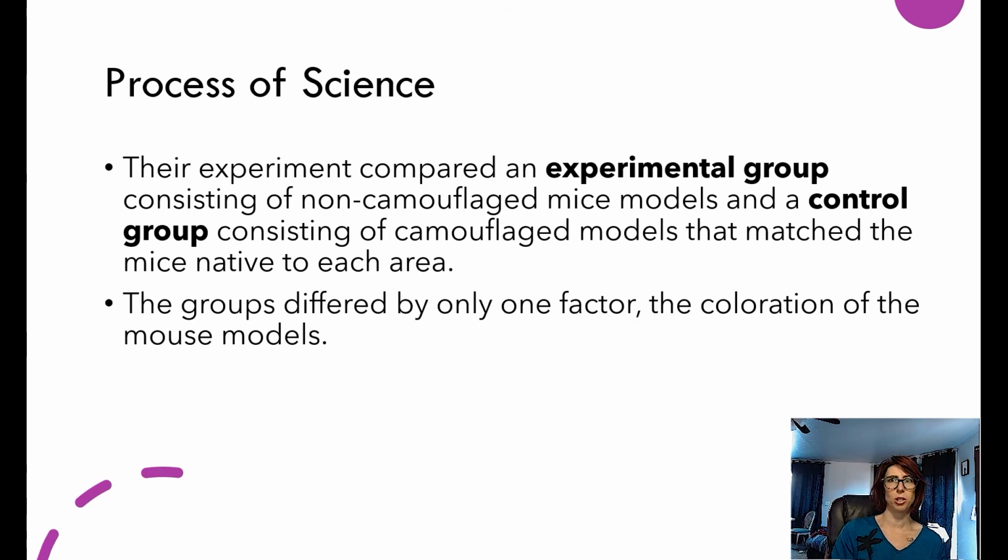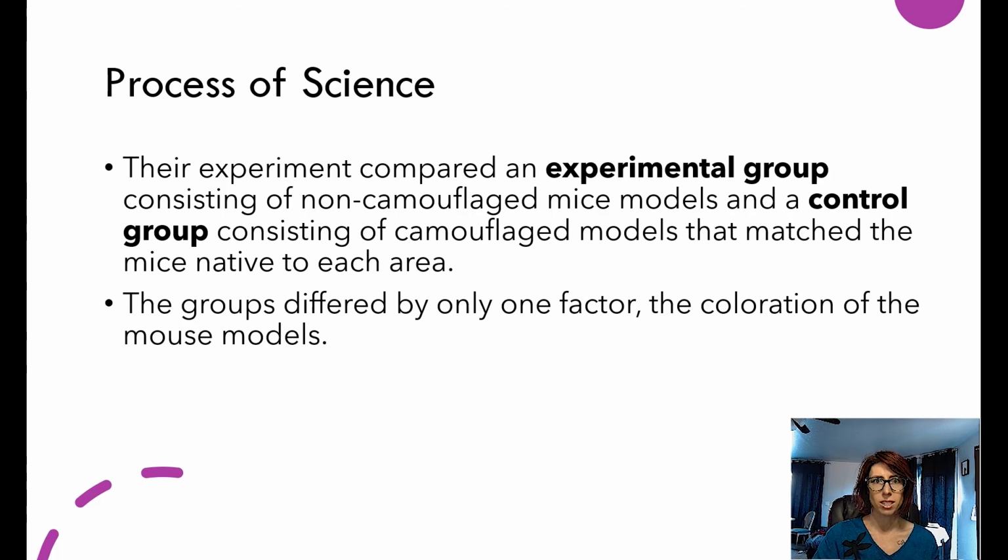Because, okay, let's say 7 beach models were predated upon and 5 inland mouse models were predated upon. Was that a lot? Is that a little? Is that more than you would expect for a camouflage model, or is that less than you would expect for a camouflage model? You need a control group. A control group is a comparison. It's a frame of reference.